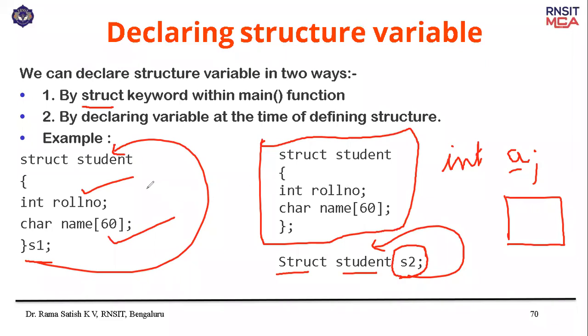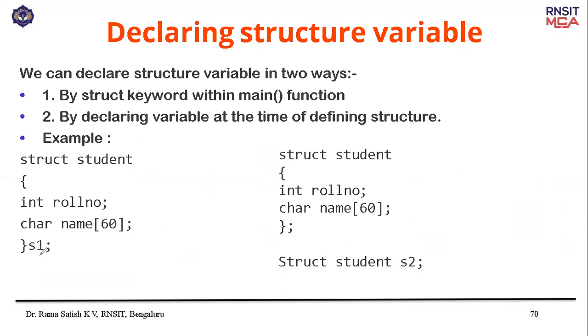And of course, the second way is that after creating the structure student, you can create the variable directly like this. As soon as you create a variable like this, automatically S1 is going to be created. With the help of S1 and S2, you can operate the structure members.